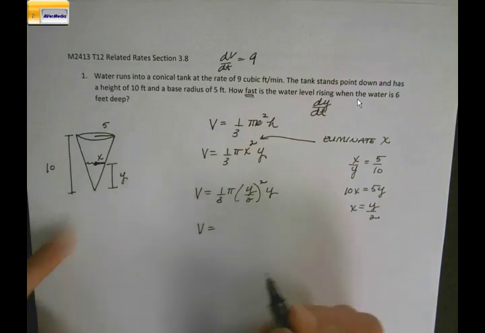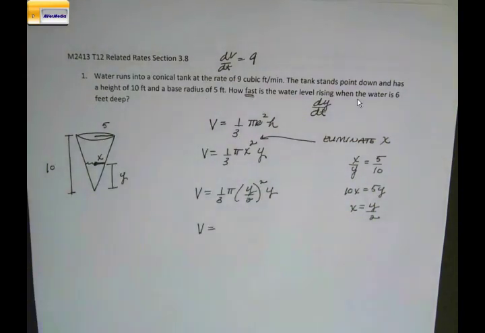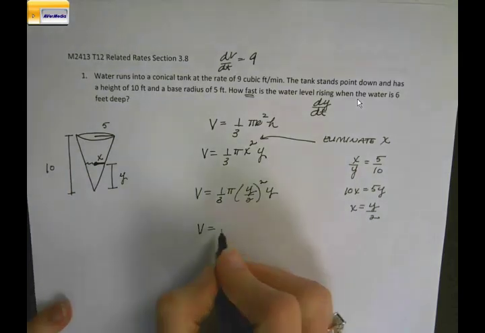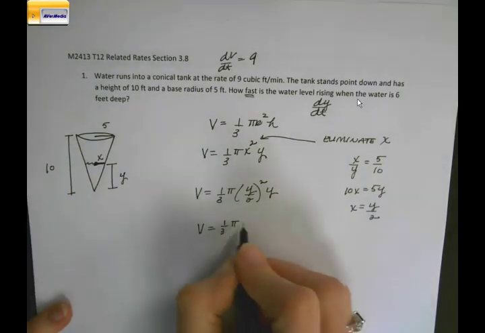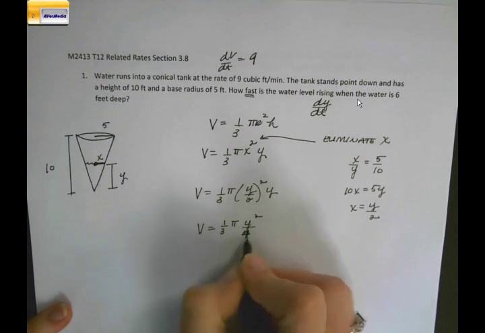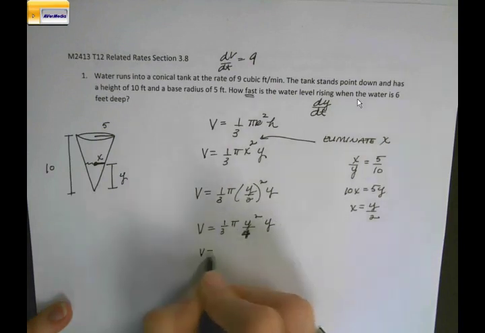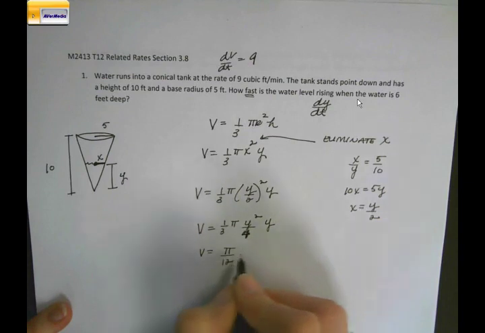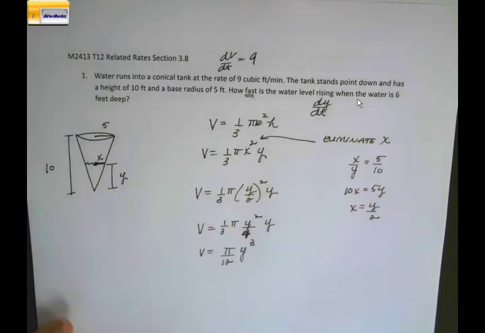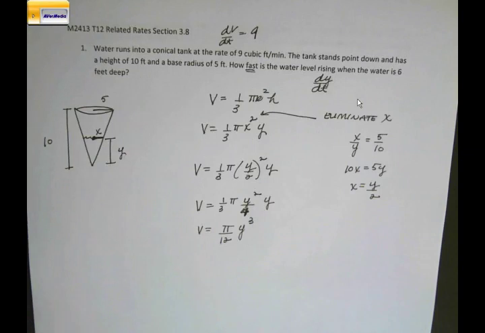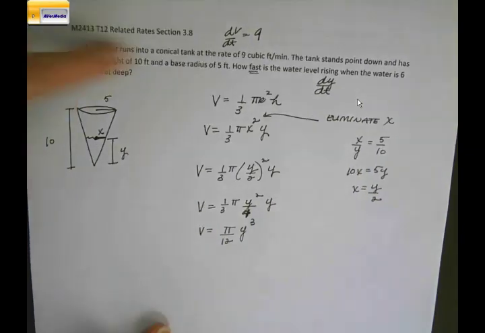So finally you have V equaling what? (y halves) squared is y squared over 4, right? So this is 1/3 pi times y squared over 4 times y. So this can be rewritten as pi 12ths y cubed. So now you have two variables that they gave me information about.